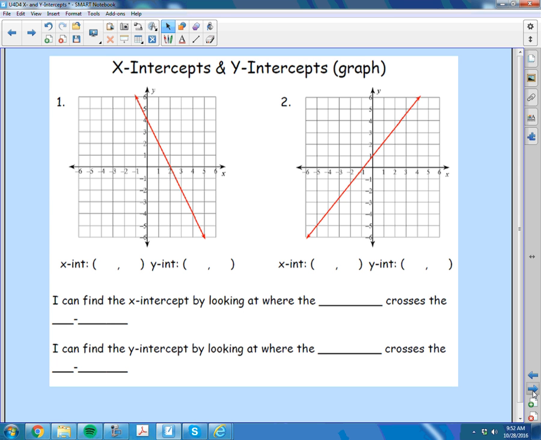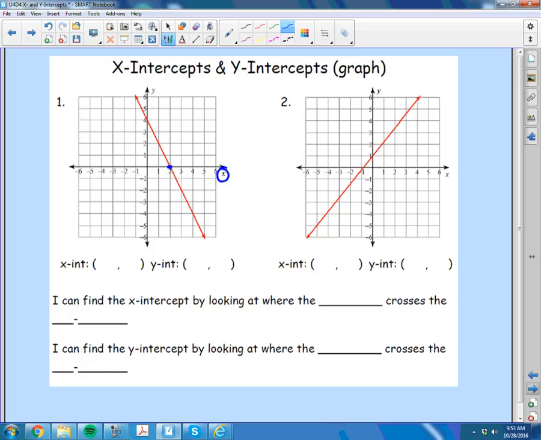So let's get into x and y intercepts. Now, what do you think the y-intercept is? Where the line crosses the y-axis. The x-intercept then would be where it crosses the x-axis. For the graph, it becomes pretty straightforward as long as you understand which one is your x-axis and which one is your y. So the x-intercept is simply where it crosses the x-axis.